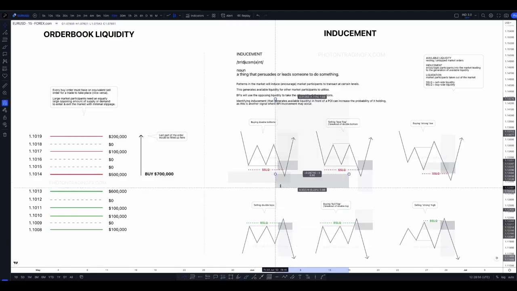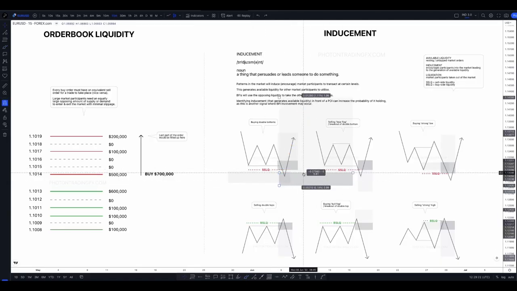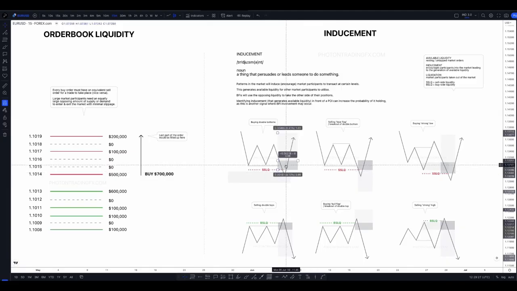Imagine this is where we want to be getting long, where the institutions are potentially getting long. They're going to need this sell side liquidity, the money building below those lows, the people selling for the big guys to buy against. They need to buy against all of that sell volume so that they can get filled here and don't get filled here, here, and here. They want as much sell side liquidity as possible to buy into. They need people selling to them at this level.